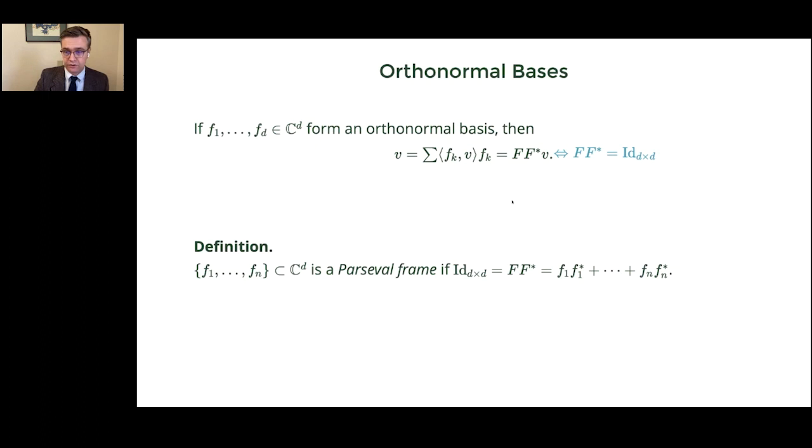And one good way to think about this is that F F star is just the sum of the rank 1 matrices, f_i f_i star. For example, if the f_i's were all unit vectors, then these would all be rank 1 projectors. In general, there's a projection followed by a scaling. All right.